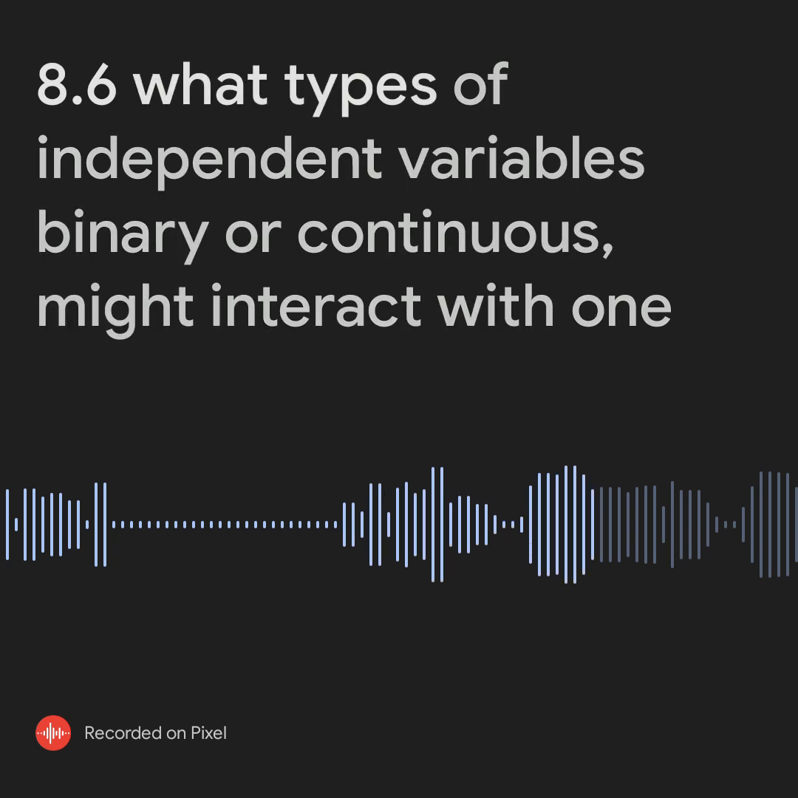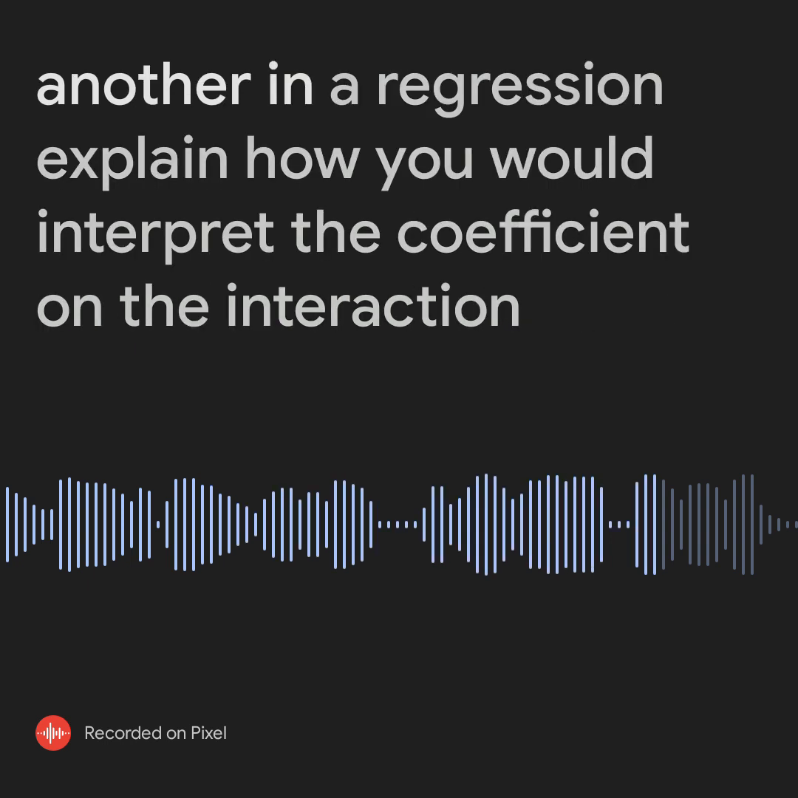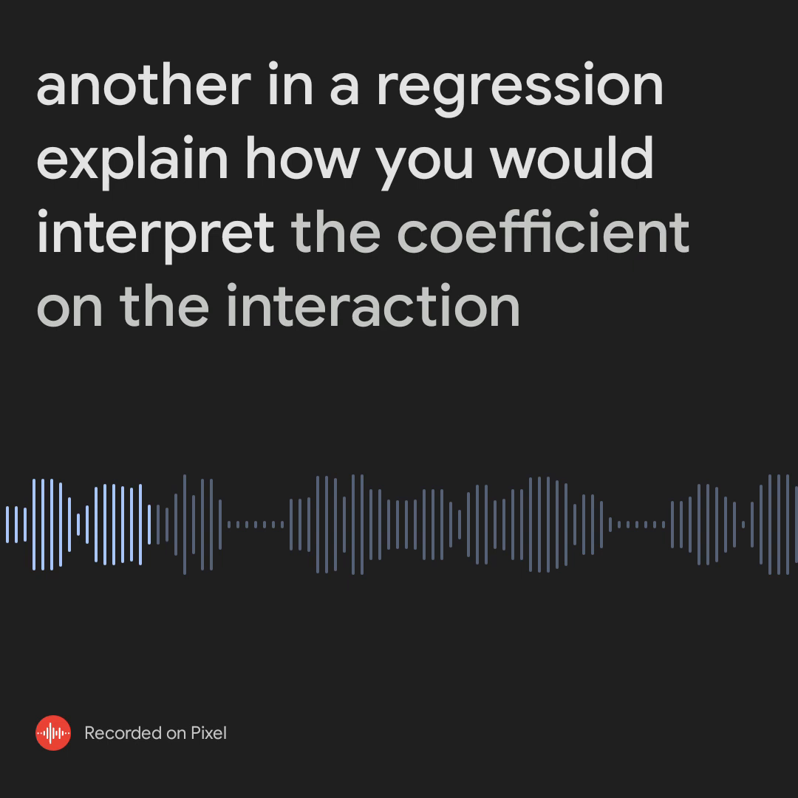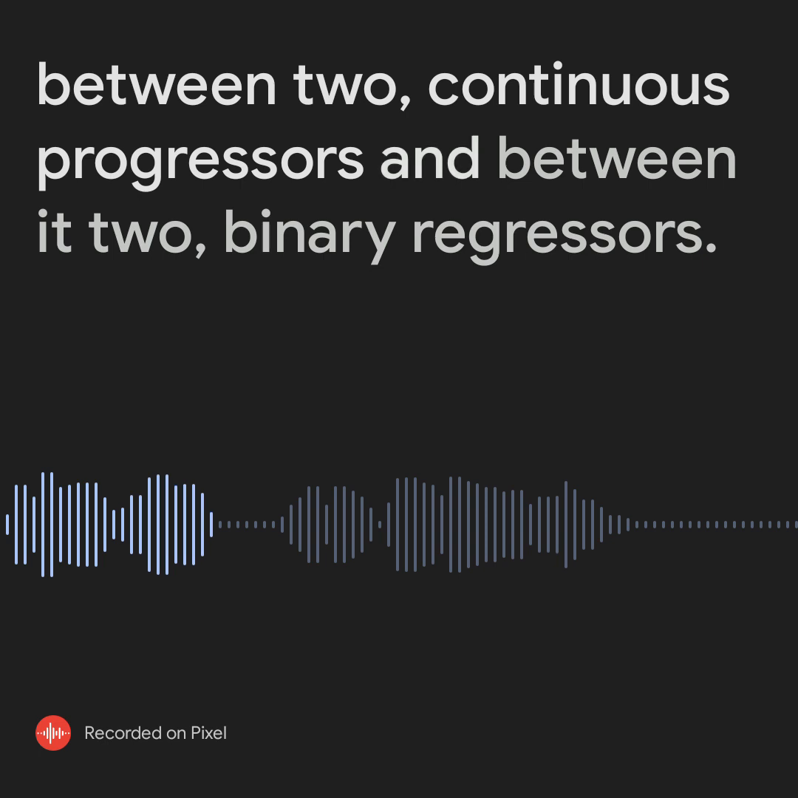8.6. What types of independent variables, binary or continuous, might interact with one another in a regression? Explain how you would interpret the coefficient on the interaction between two continuous regressors and between two binary regressors.